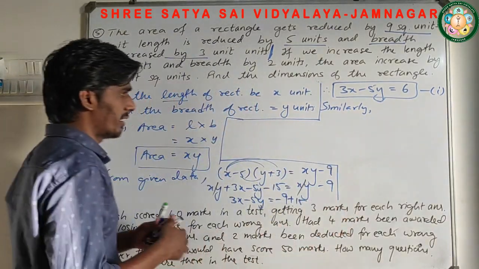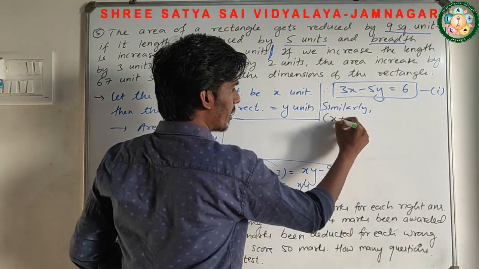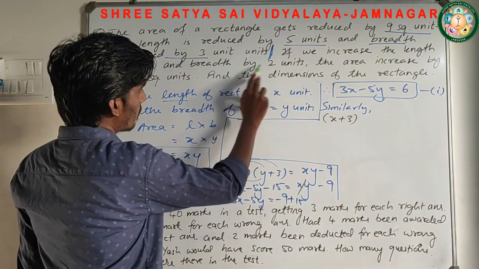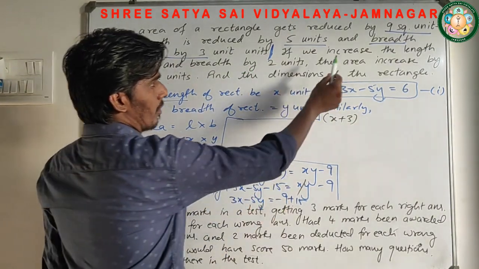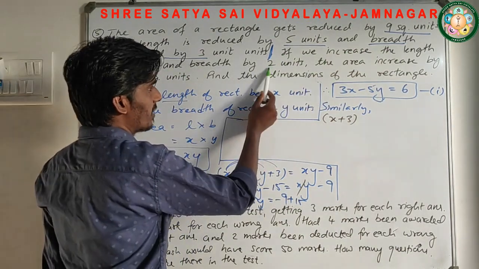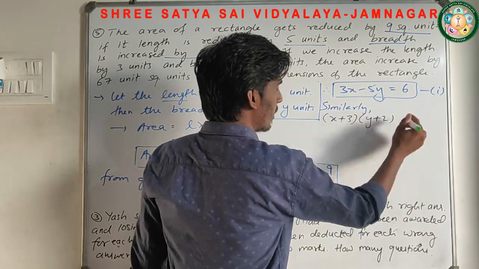Now if length is increasing, what does it mean? So the length that was x will become x plus 3, and breadth by 2 units. Means both are increasing. Length is increased by 3 and breadth is increased by 2. So the breadth will become y plus 2.